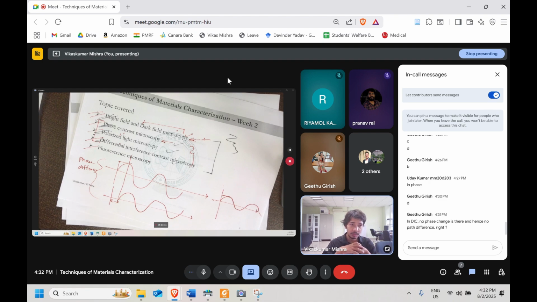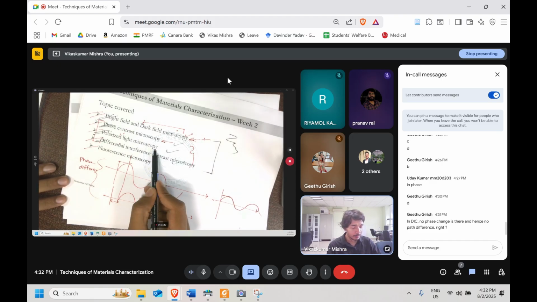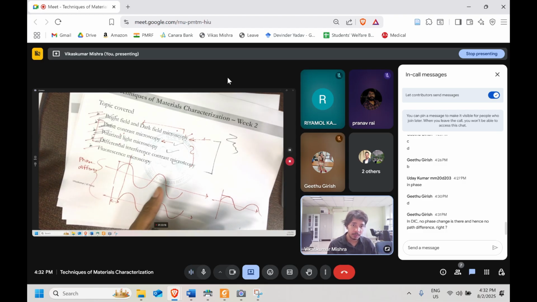No phase change is there and hence no path difference. See, in DIC, whether it's phase contrast, polarized light microscopy, or differential interference microscopy, in all these things, the phase change will occur.